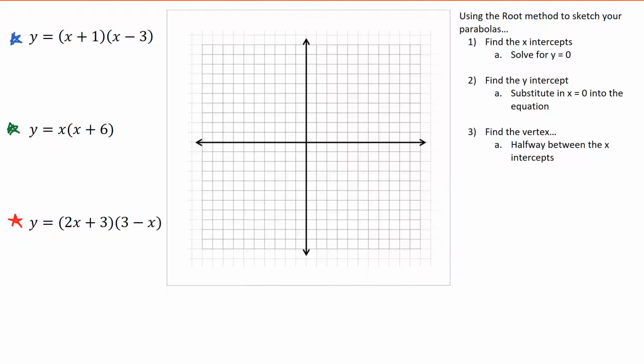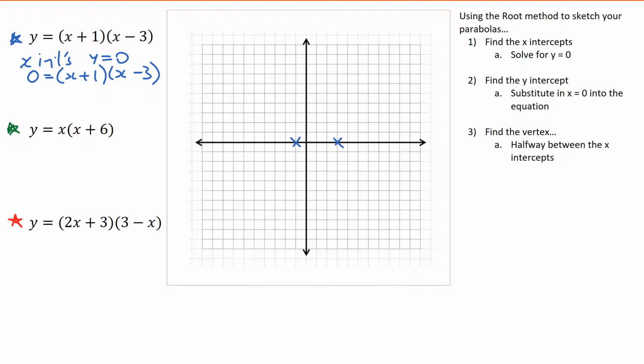Okay, remember, this is the root method for drawing these parabolas. How do I do that? First of all, I've got to try and find the x-intercepts. x-intercepts are when y equals 0. So I'm just trying to solve that equation there. That gives me answers of x equals -1 and +3. Everyone happy with that? Next thing I have to do is find the y-intercept.